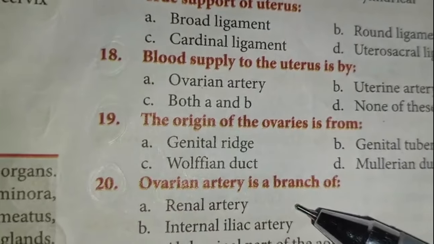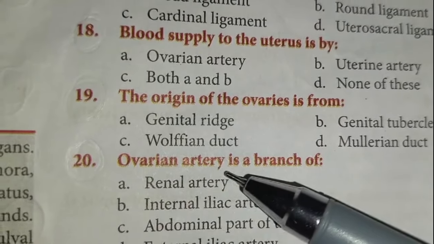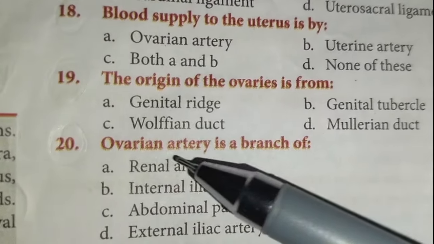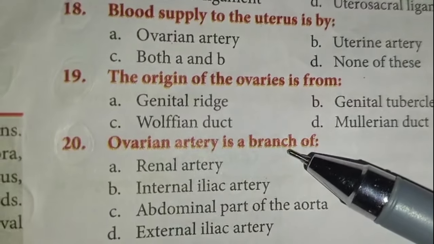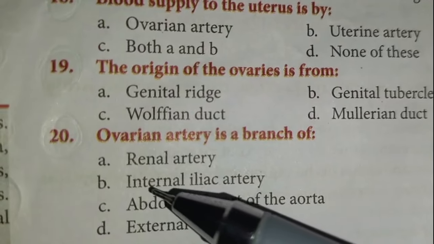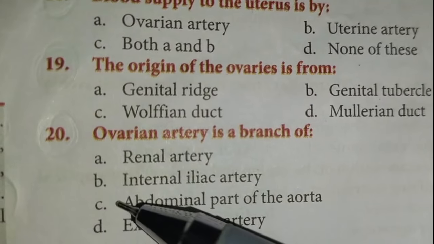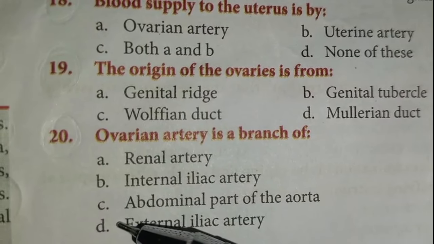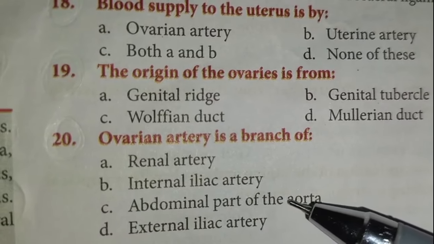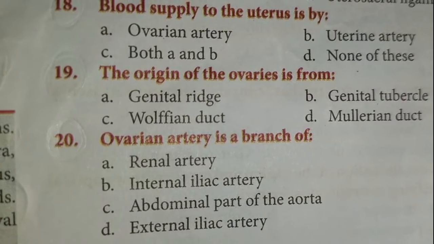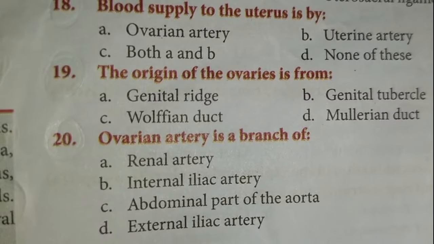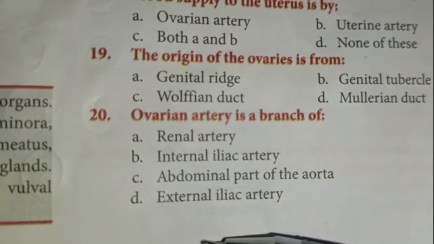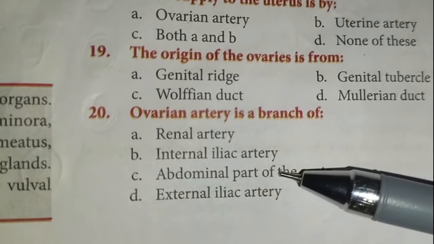And the next question is, ovarian artery is a branch of. Once again, ovarian artery is a branch of. Option A, renal artery. Option B, internal iliac artery. Option C, abdominal part of the aorta. And option D, external iliac artery. And the correct answer is option C, abdominal part of the aorta.